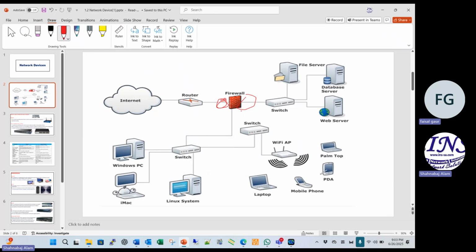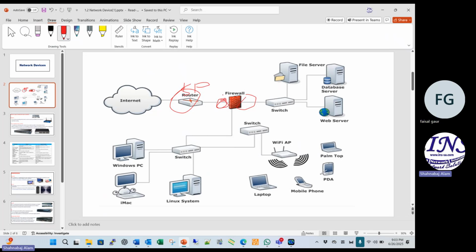This is the inside network. This is the outside network. This is the ISP router. This provides the ISP, internet service provider. Suppose that Jio, Airtel, anyone.